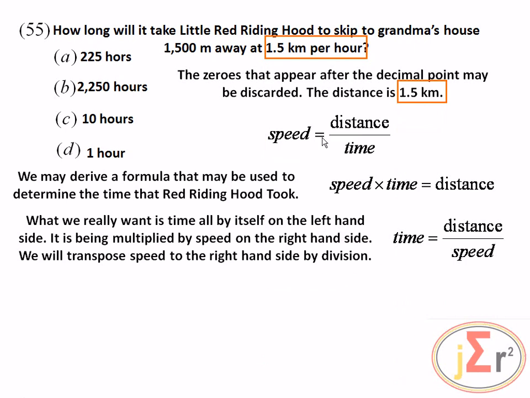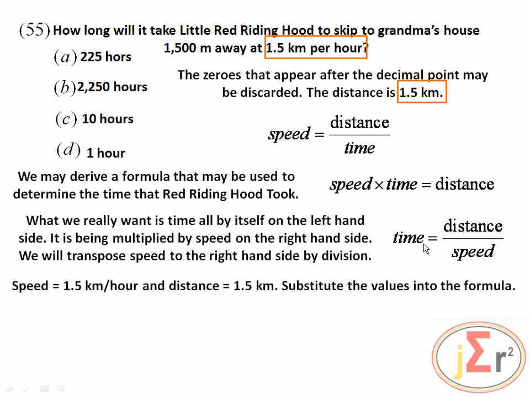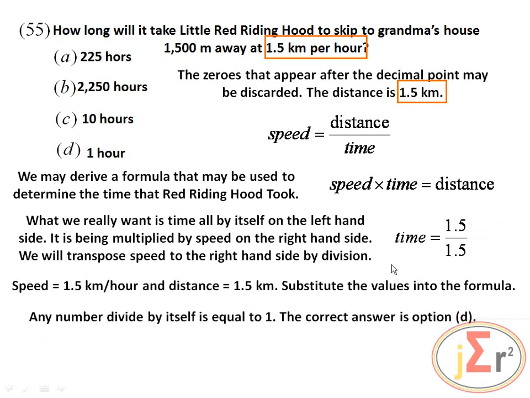So we are taking a look. The speed is 1.5 kilometer per hour and the distance is 1.5 kilometer. So we are going to put the distance 1.5 kilometer here and the speed 1.5 kilometer per hour right there. Any number divided by itself is equal to 1. The correct answer is option D.